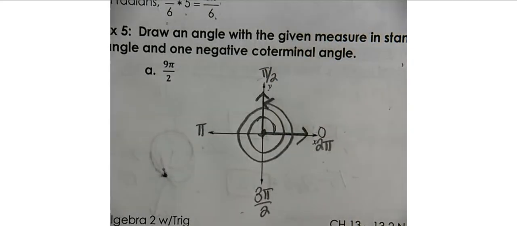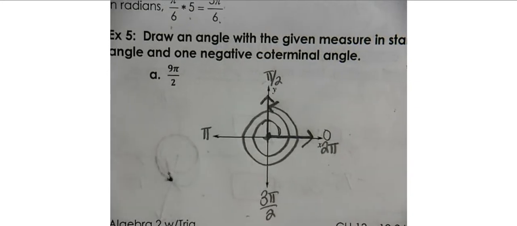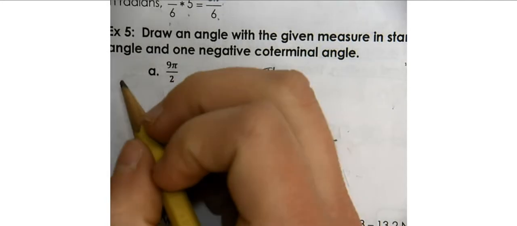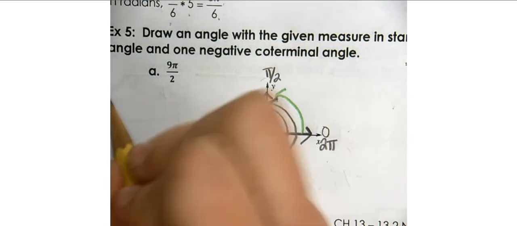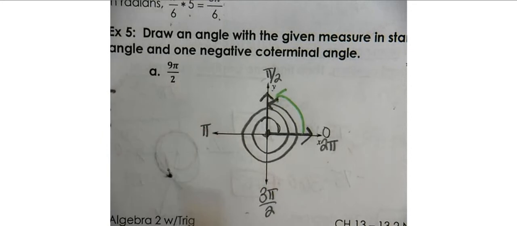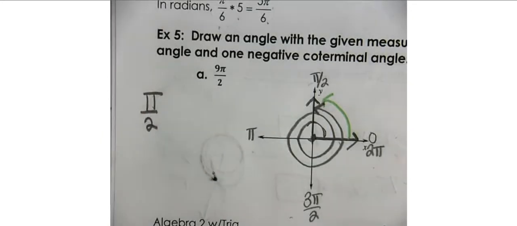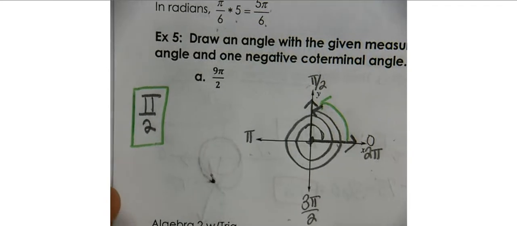So I've just drawn this angle in radians, and now we need to come up with some coterminal angles that are positive and negative. So one positive angle, if I were to travel in a positive direction, my positive angle would be pi over 2. So pi over 2 would be equal to my positive coterminal angle, because that's where I landed. It's going to be positive.